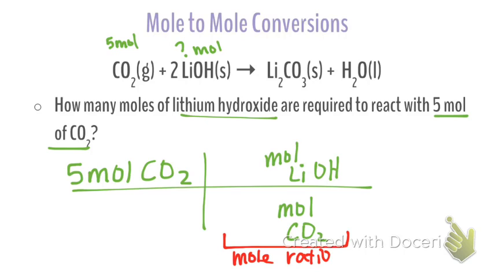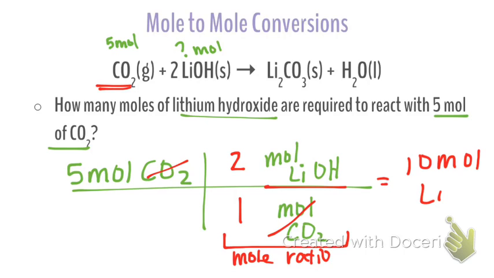Where they come from is we look at how many moles of CO2 are in our reaction, and there's just one. And then how many moles of lithium hydroxide? There's 2. And so now I cancel that. I'm left with moles of LiOH, which is what I want. That means I would need 10 moles of LiOH.